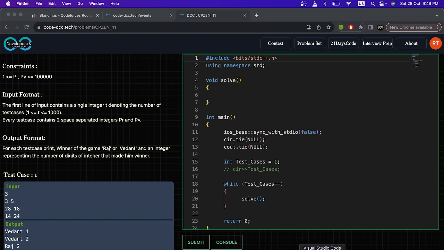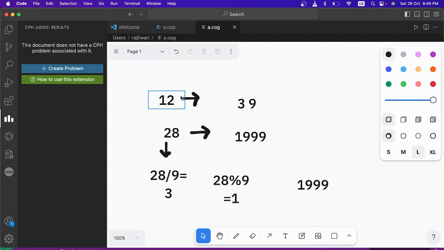Let's see. If the input is 12, what is the number that you can create? If it was me, it would have been 39. Why 39? Because we are taking 9, which is the biggest possible digit. If we take the biggest possible digit at every position, then the number we obtain will always be the one with the minimum possible length.